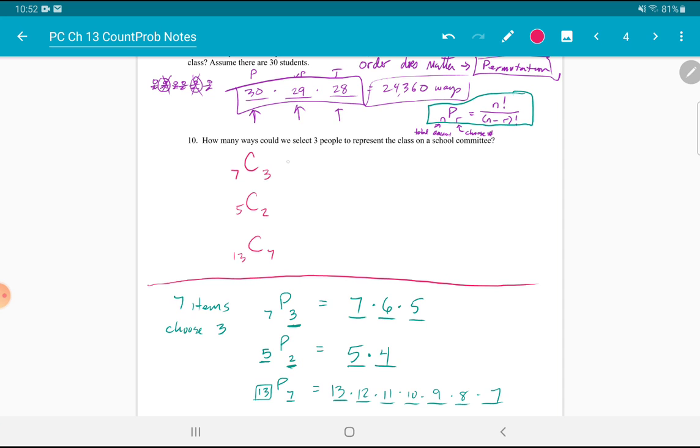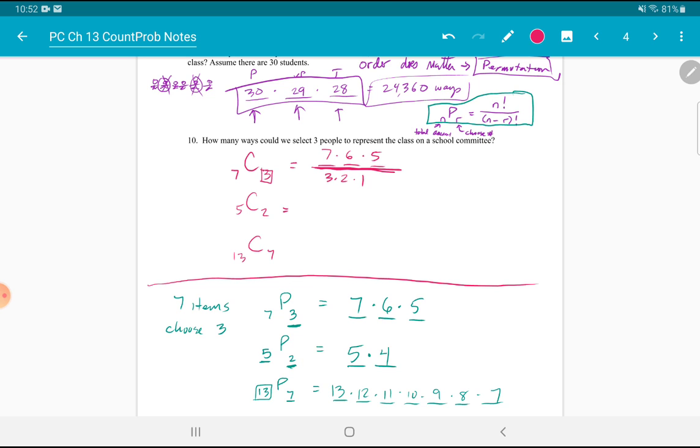When it comes to a combination, what I see here is, okay, 7, choose 3. So I'm going to pick 3 things again. So 7 times 6 times 5. And then I'm going to divide that by, see this number here, that 3? Just do its factorial. 3 times 2 times 1. Just like that. That's 7c3.